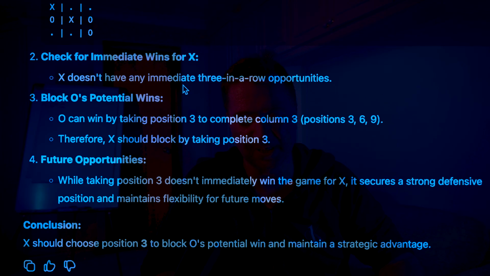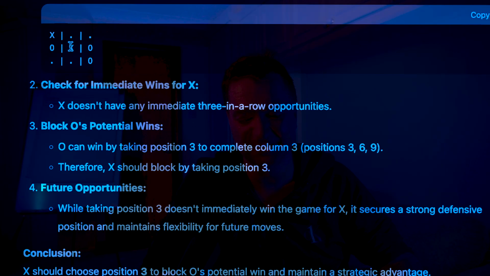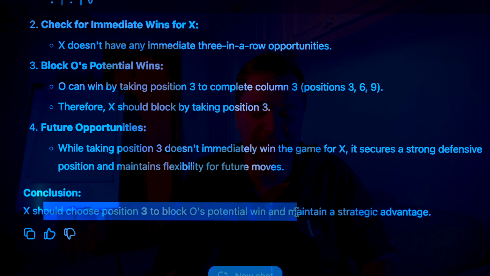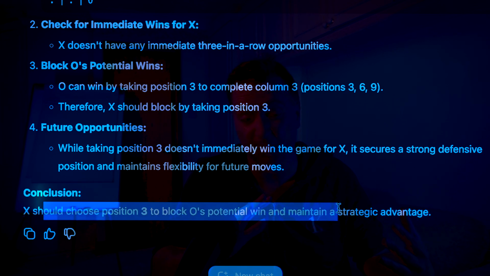Okay, so it's come back with an answer and it's saying X should choose position 3, which is not a bad position, right? Because that's going to be the winning position, but it hasn't recognized that it can actually have a double win there, and it's talking about how it's going to block O's potential win. It hasn't recognized the forky move thing.